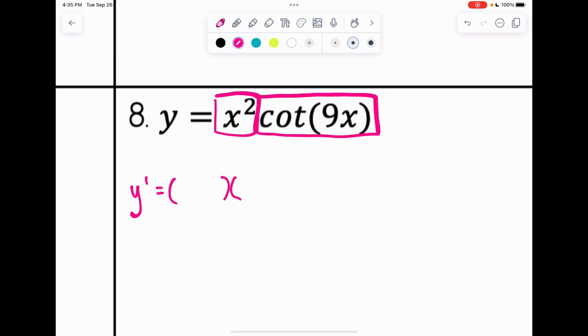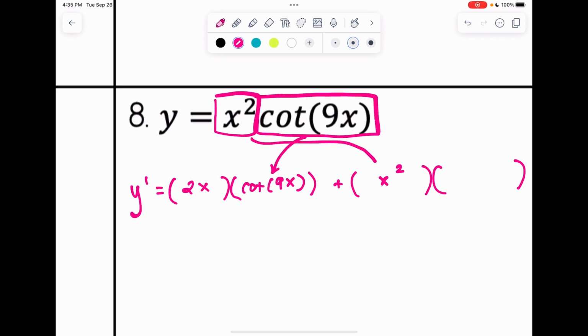When I do product rule, I like to set up 4 parentheses just to keep me organized here. And then I plug in what I need to. So in the first parentheses is the derivative of the first function. So that's 2x. In the second parentheses is the original second function, cotangent 9x. In the next parentheses is the original first function. The way I think about that is I think about those 2 functions. The order is flip-flopping.